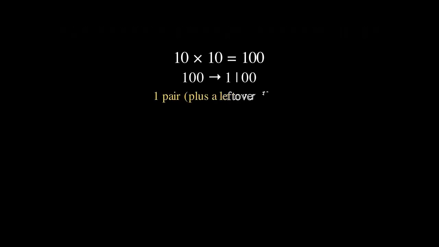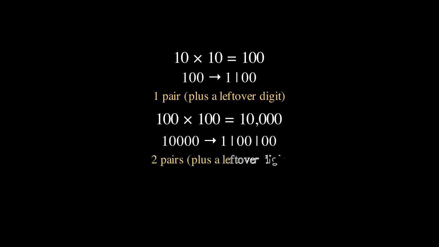Let's see why pairing actually makes sense by looking at a few easy squares first. 10 times 10 is 100, a 3-digit number, and 100 splits into exactly one pair of digits, with a lone one left over. Now 100 times 100 is 10,000, a 5-digit number, and that splits into two pairs with one digit left over.